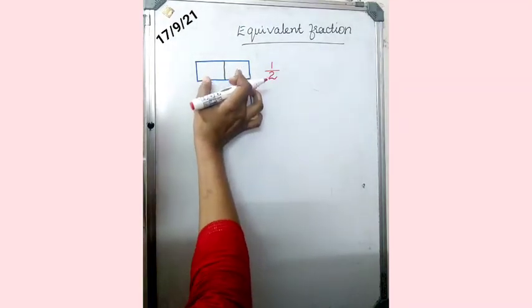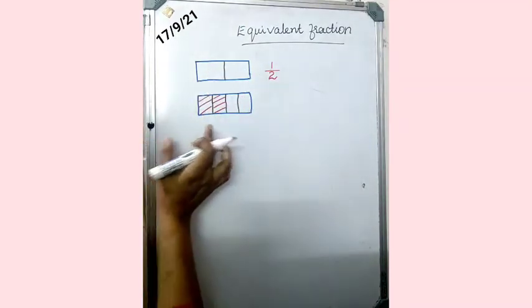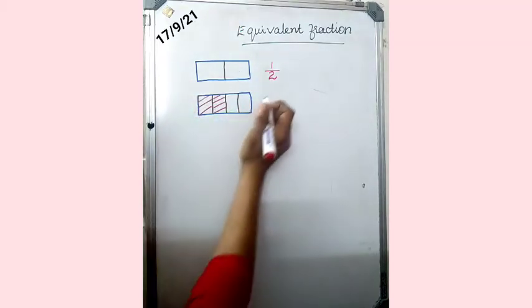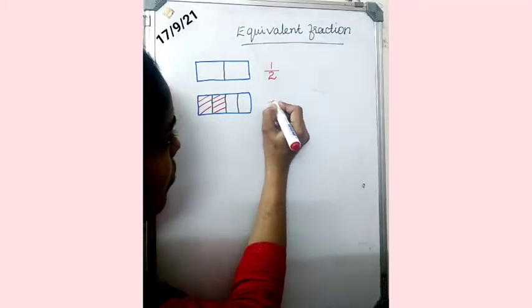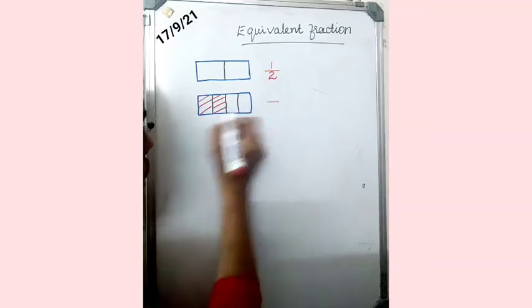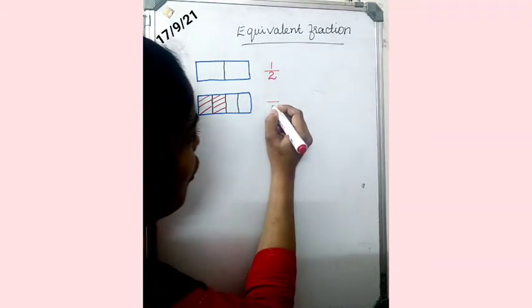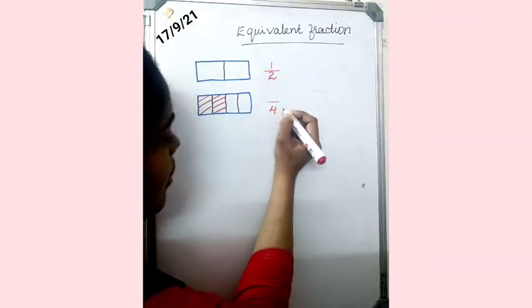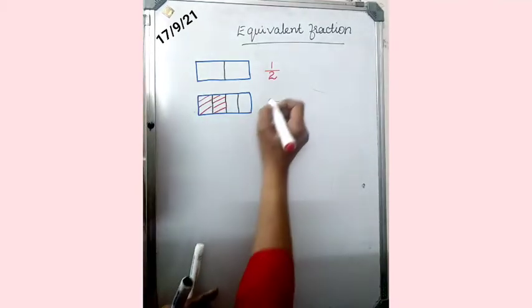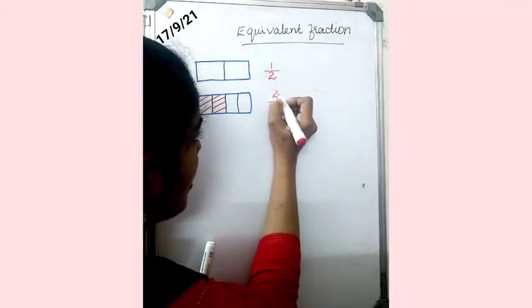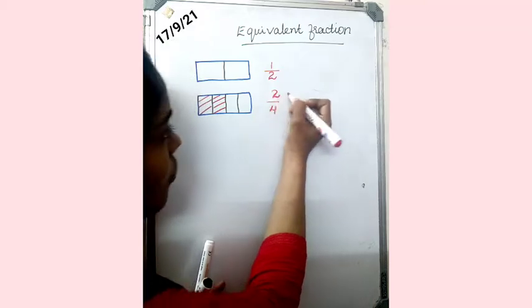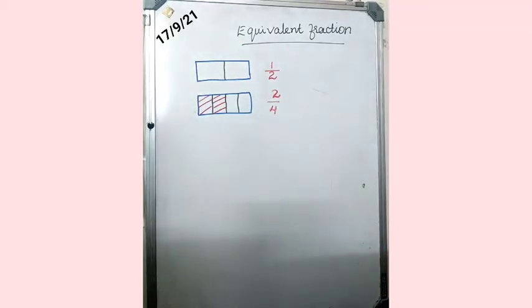I only cut this half into two. There is no other difference. Here, the fraction of the shaded portion becomes total how many parts? Total 4 parts. How many portions shaded? 2 parts shaded. So the fraction of the shaded portion becomes 2 by 4.